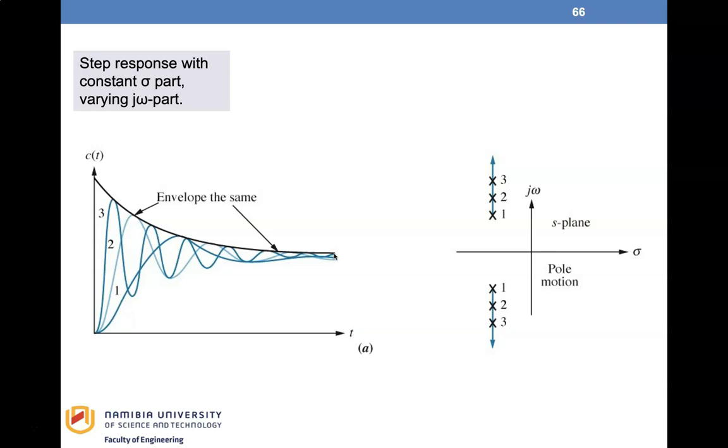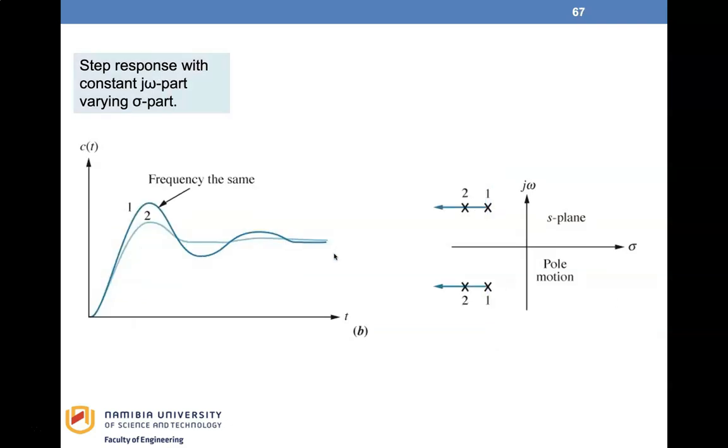If we now move the poles horizontally, that is, changing the real part but keeping the imaginary part the same, we have figure B. Note that as the pole moves to the left, the response damps quickly, but the frequency remains the same. Note that the peak time remains the same because the imaginary part is the same.